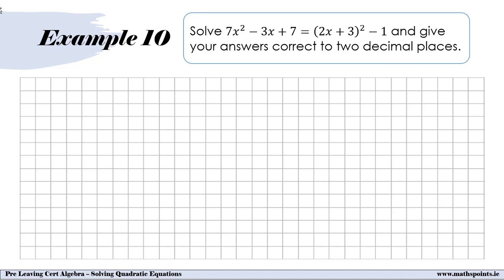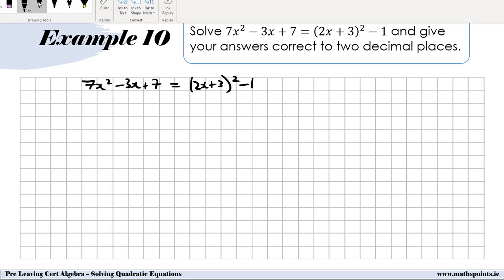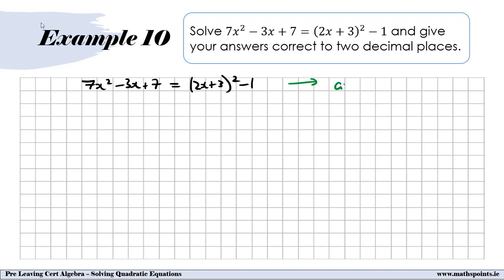So example 10 is just another example where we've been given a quadratic equation and it's just not in the correct format. So what we're going to have to do is multiply out the right hand side of this equation, and then simplify it so that it's in the form ax squared plus bx plus c equals 0, and then we can decide whether to factorize it or to use the minus b formula. Now the hint in the question that it's going to be a minus b formula question is they ask us to give the answer correct to 2 decimal places. So let's first of all simplify it.